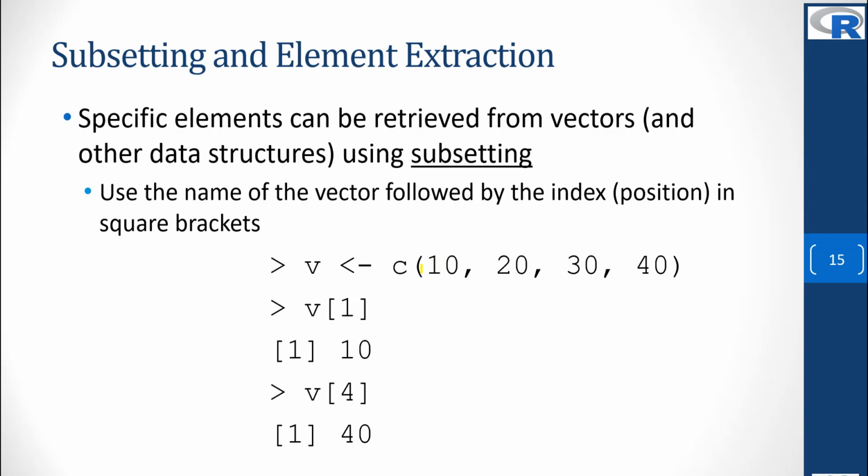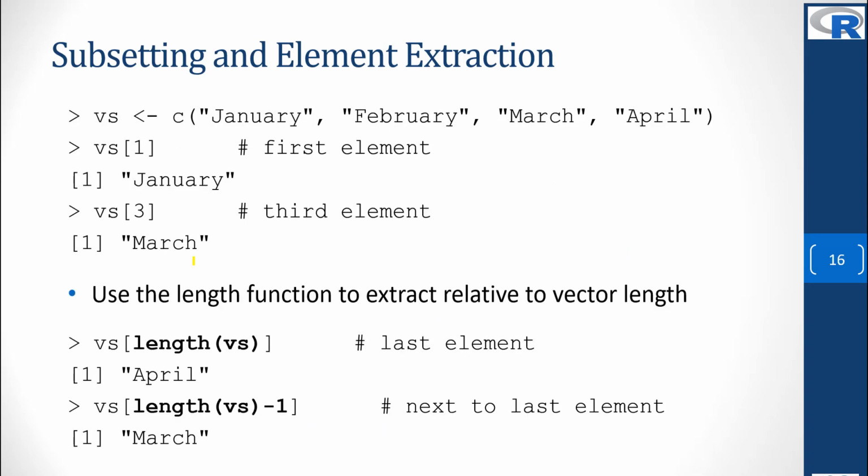So here we're creating a vector called V with the values 10, 20, 30, and 40, and we're accessing the first element, so V sub 1 in square brackets, just like an array, and the element is 10. V sub 4, 4 in the square brackets, that's the fourth element here, and that returns a single result of 40.